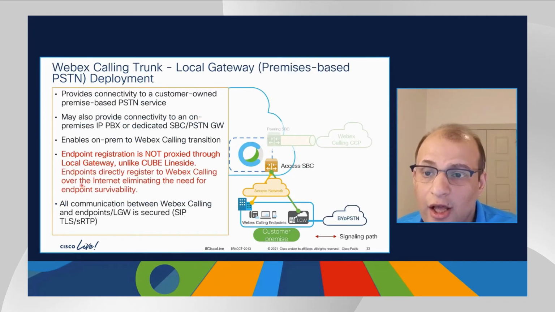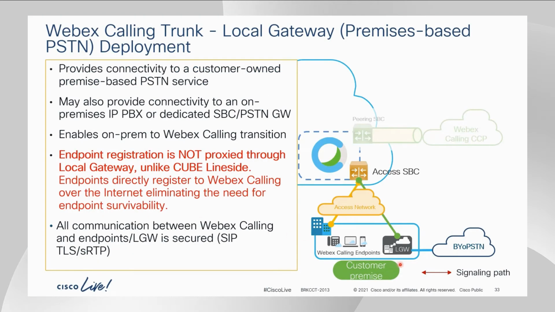The second option within Webex Calling is the bring your own PSTN option, and that requires something called the local gateway that you deploy on customer premises. A local gateway is a Cisco UC platform, for example a CUBE or a voice gateway, that allows the customer to utilize their own PSTN service or integrate with an existing PBX such as Unified CM. When the local gateway gets a call from the PSTN, it sends that call to the Webex Calling cloud via the access SBC, and Webex Calling reaches out to the agent via the same access SBC over the internet to the Webex Calling endpoint.